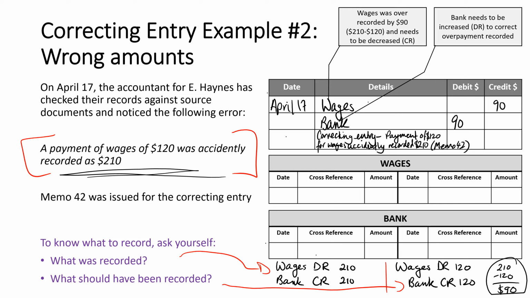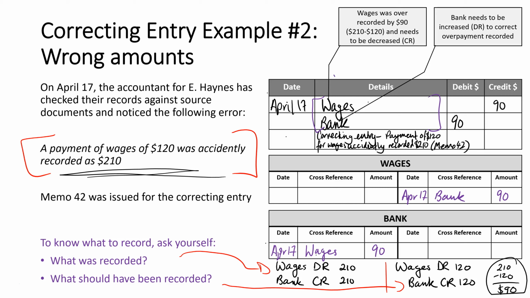So then looking down into our general ledger, this is how we would be recording it. So on April 17, I'm going to have wages being credited $90 and my cross-reference is going to be bank. Over in my bank account, I'm going to have a debit of $90 and my cross-reference is going to be wages. So just using the information from up in my general journal to help me record this.